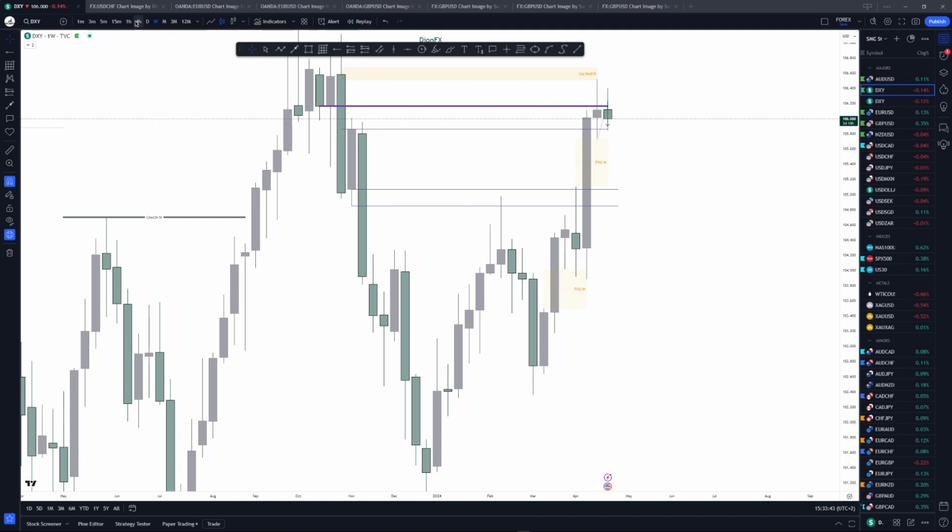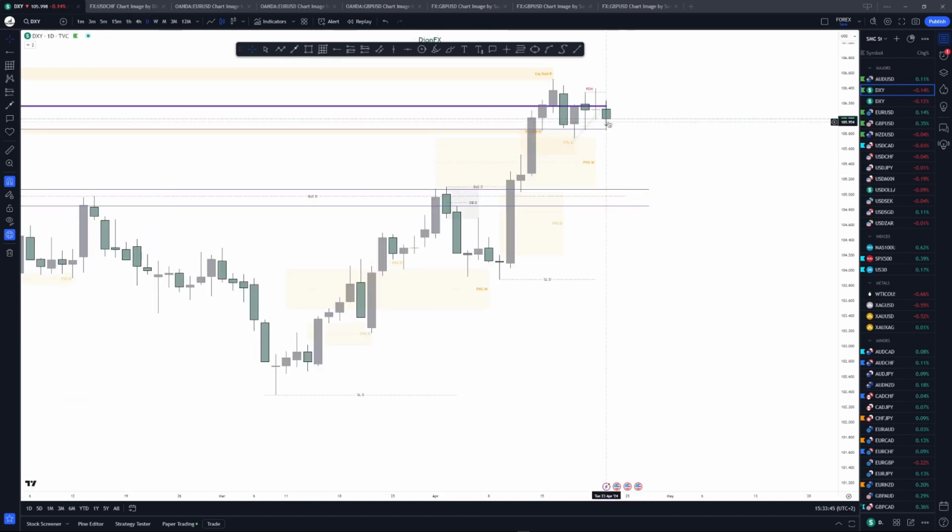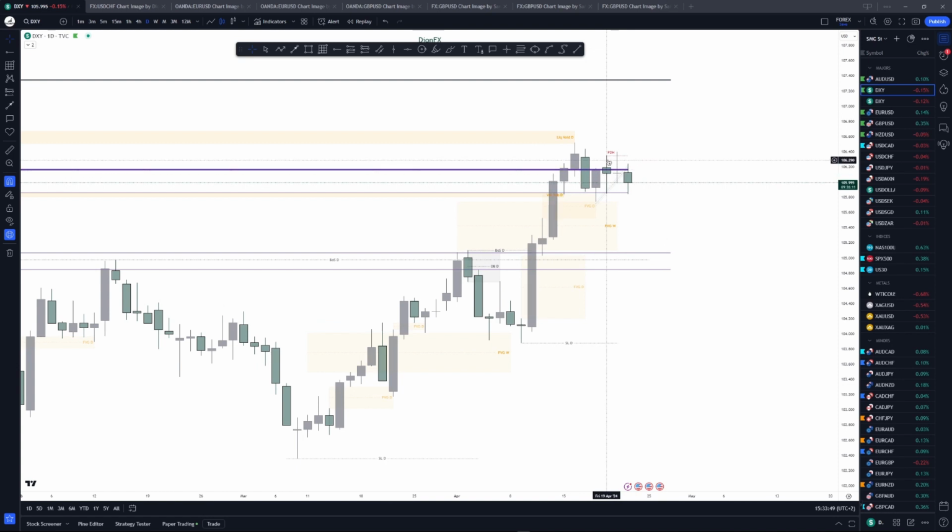Okay, so on the daily, as we see yesterday, we took out Monday's high, Friday's high, and then we closed back inside of the line that I was talking about, the 106.175, 150 level. Okay, price closed just below it.